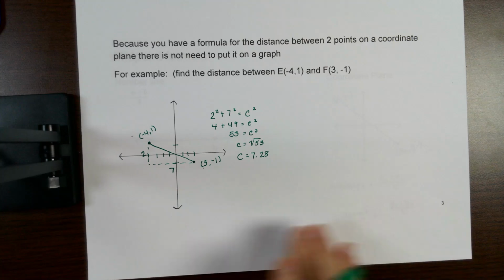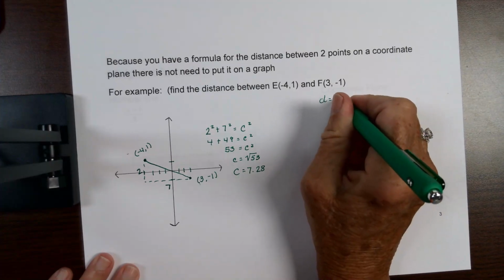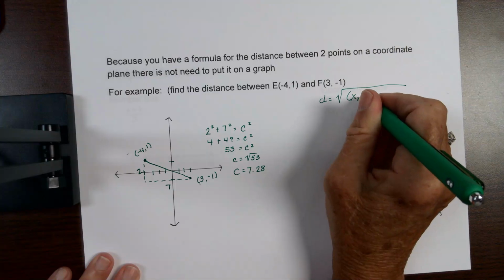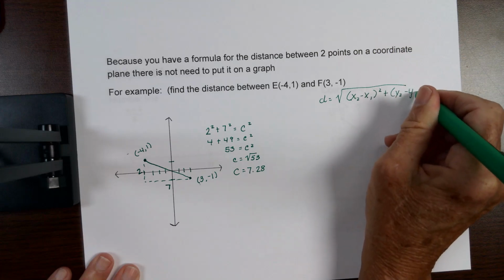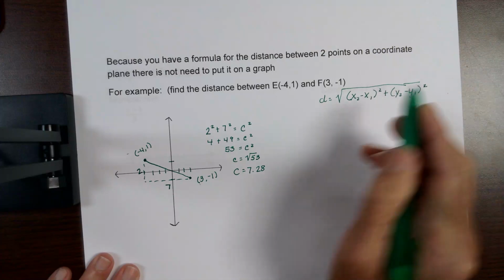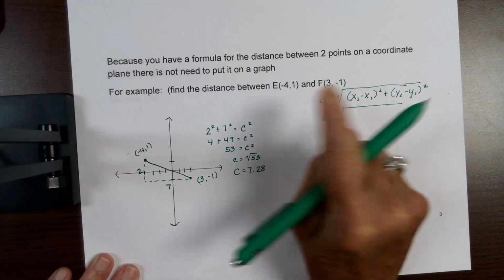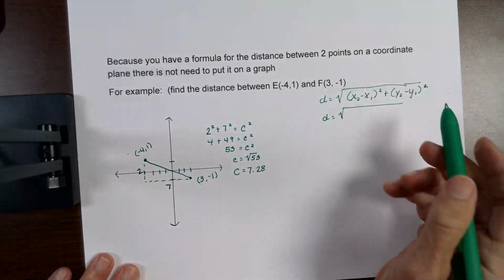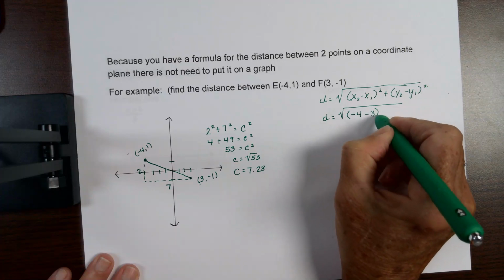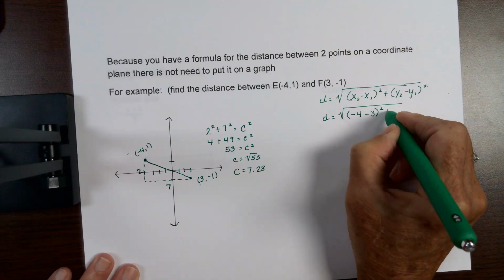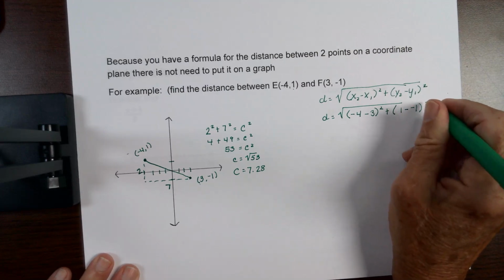But I would not encourage you to do it that way. I would encourage you to use the distance formula. So I have the square root of x sub 2 minus x sub 1 squared plus y sub 2 minus y sub 1 squared. So it doesn't matter which one of these you choose as the sub 1s and the sub 2s. Typically, I go from left to right or up and down if they're listed top and bottom. So I'm going to go -4 minus 3, so the x's go together, squared, plus 1 minus a -1 squared.